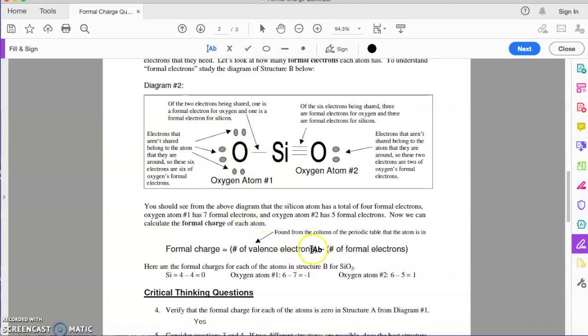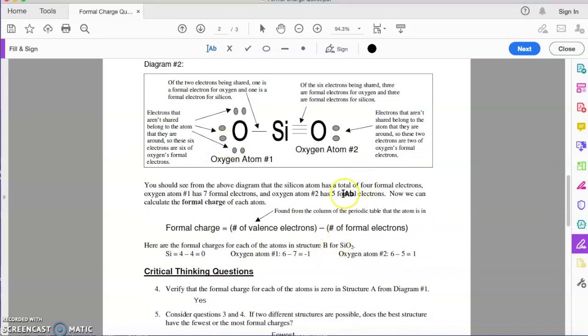If we take valence electrons minus formal, oxygen has 6 valence minus formal, we get a -1 charge. Silicon then, let's look at this one, has 1, 2, 3, 4 formal electrons, and silicon has 4 valence electrons. So silicon's 0, we're okay. This oxygen has 6 valence electrons. Let's count its formal, 1, 2, and then these 3, 5. So 6 minus 5 is +1. So we go -1, 0, +1. Charges together equal 0, but we have a formal charge.